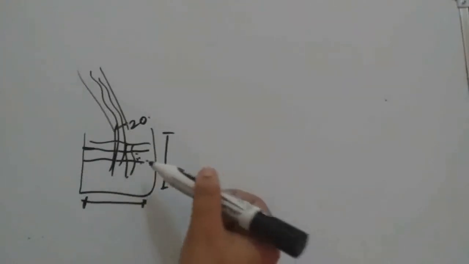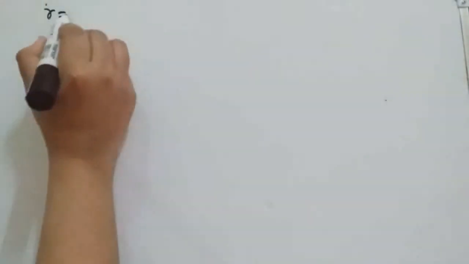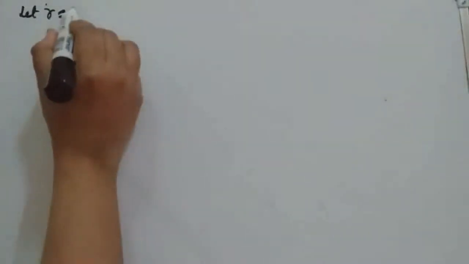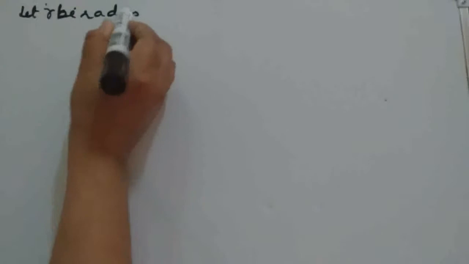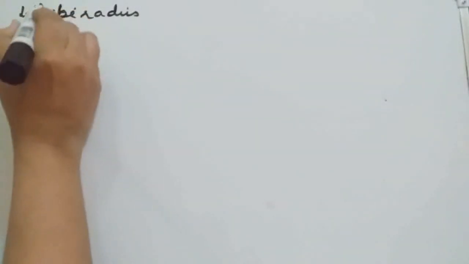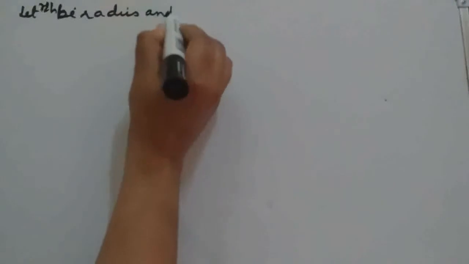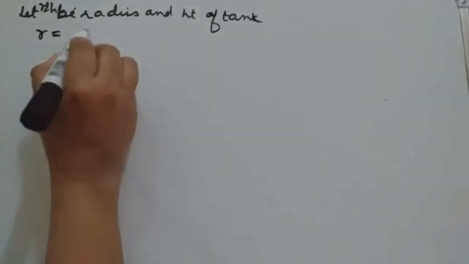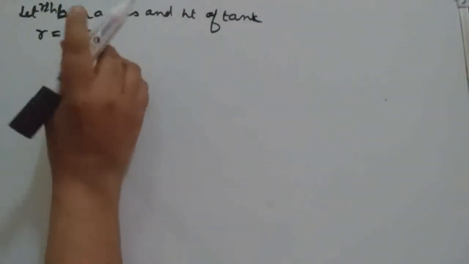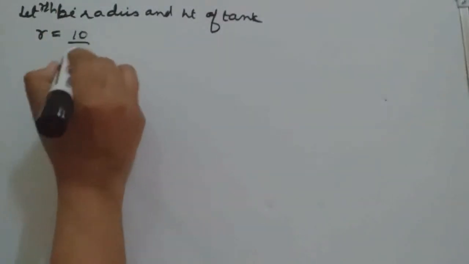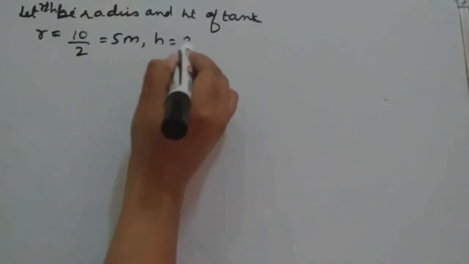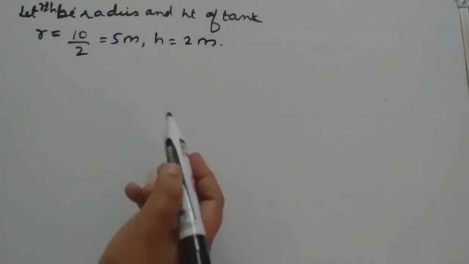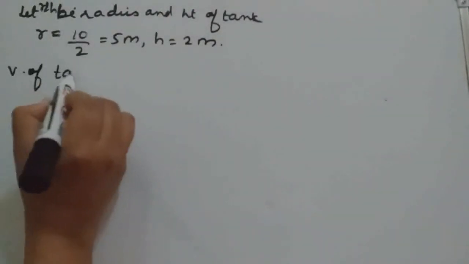So first we will find the volume of the tank, how much volume of water it can occupy. For that, let r and h be the radius and height of the tank. So r is 10 meter, so 10 by 2, that is 5 meter, and height is 2 meter.